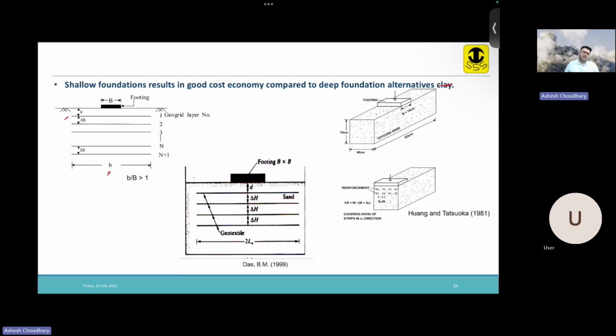Also, this small b is nothing but the extent of the width of the geogrid layer. It is small b. The ratio small b by capital B should be greater than, obviously it's greater than 1.